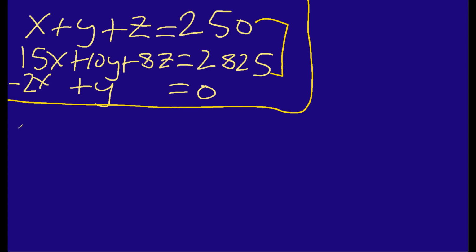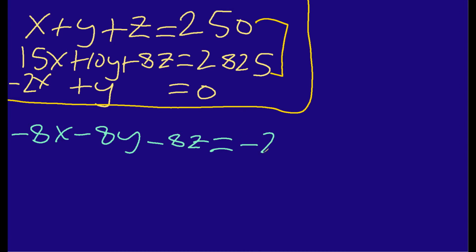So here's what's going to happen. So I have negative 8x minus 8y minus 8z equals, so let's see here, negative 8 times 250 is going to be negative 2,000. That's what we have. Now what I did was I multiplied this guy right here by negative 8. That's what essentially I did. And of course I did it to both sides. That's what we did here.